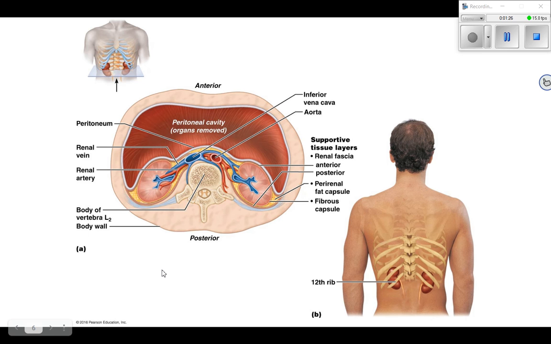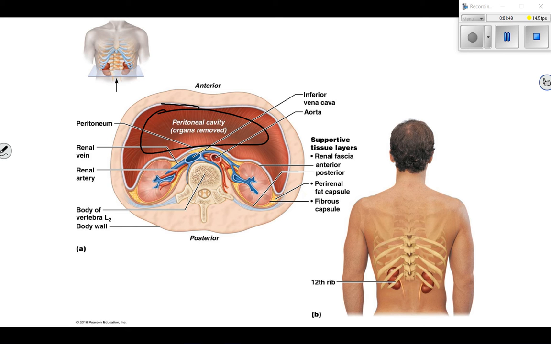This picture shows us where the kidneys are located. Notice that this is if we have been cut in half. This white line right here is the peritoneum. So this whole area right here is the peritoneal cavity. That would be where the intestines and the stomach and the liver and all that stuff is located. The kidneys are located outside of that.